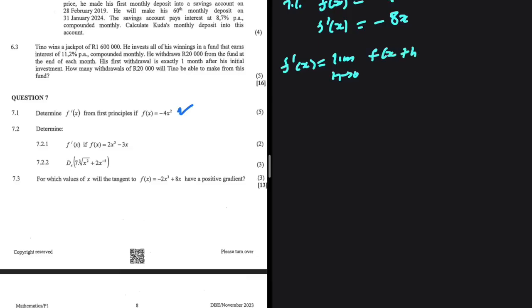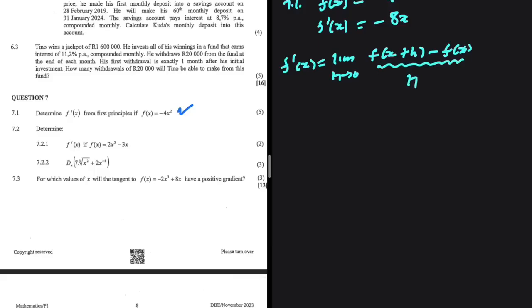Determine f prime of x from first principles, if 7.1 f of x is equals to minus 4x squared. From the power rule, we know fully well that f prime of x should be equals to minus 8x using the power rule. But we're supposed to use first principles. So we're going to have f prime of x being equals to the limit as h tends to 0 of f of x plus h minus f of x, everything divided by h.